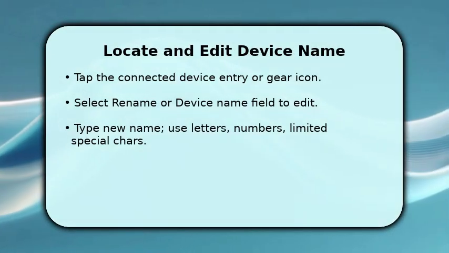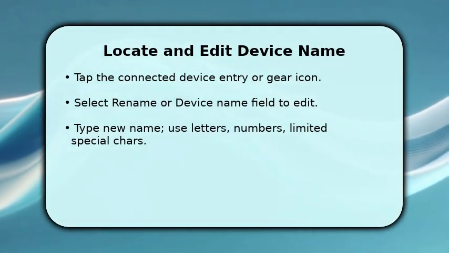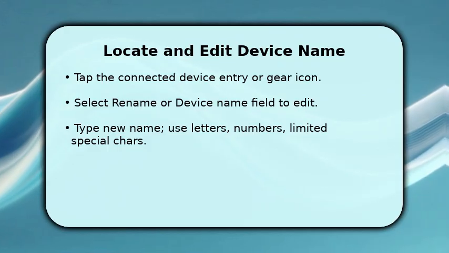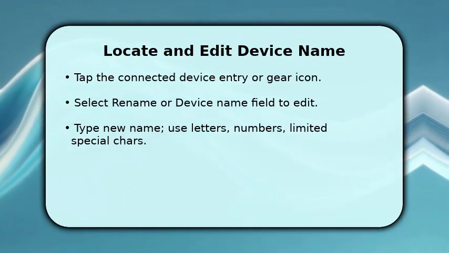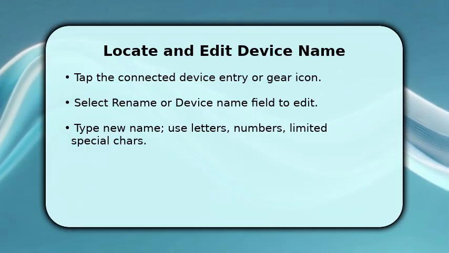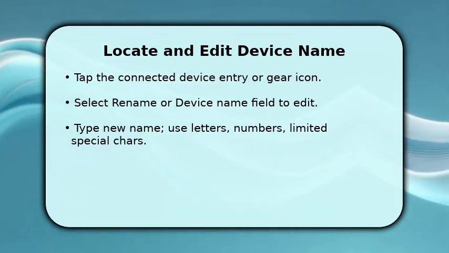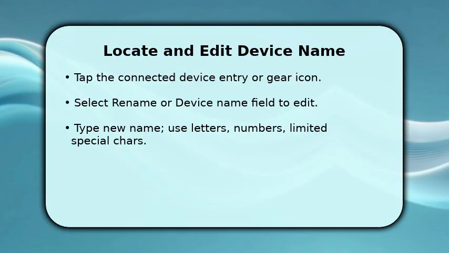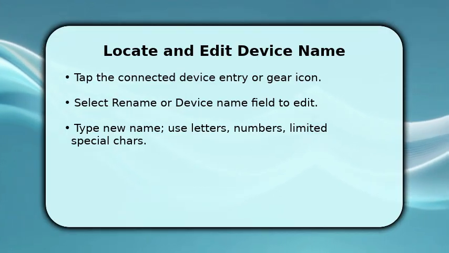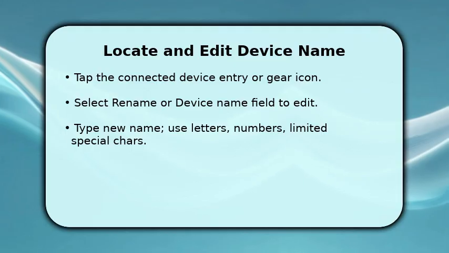Next, find the paired or local device entry and tap its details icon or gear. You will see a rename or device name option. Select it to open the text field. Type the new Bluetooth name, use letters and digits, and avoid unsupported symbols. Make sure the name is concise so other users can read it easily. Once you enter the name, confirm or save the change.